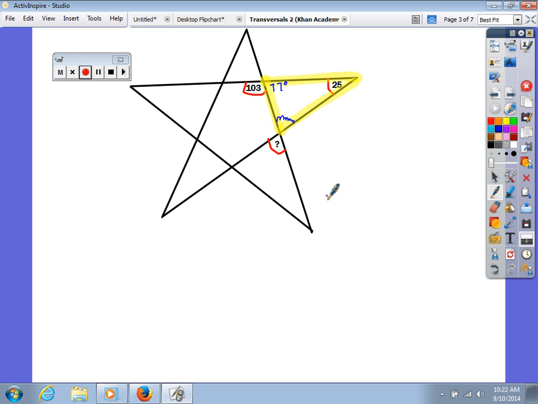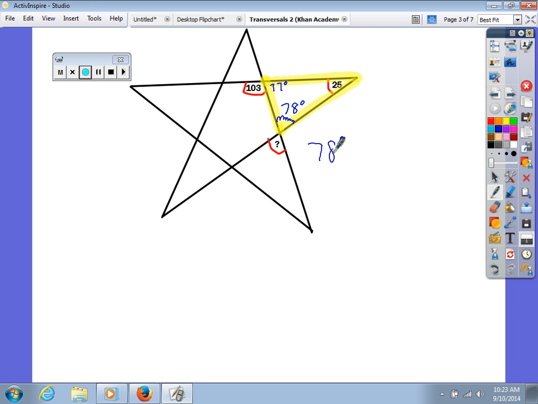Very good. Okay, now how can I determine what this angle is? Very good. 180 minus 77 minus 25, which gives you what? 78. And you always want to try to solve your triangle first. And then after your triangle is solved, look at the angle that they're asking for and determine the relationship between the angles. So what's the relationship between 78 and this angle? They are what? They're vertical. So that means that this would be what measure? 78 degrees. Very, very good.